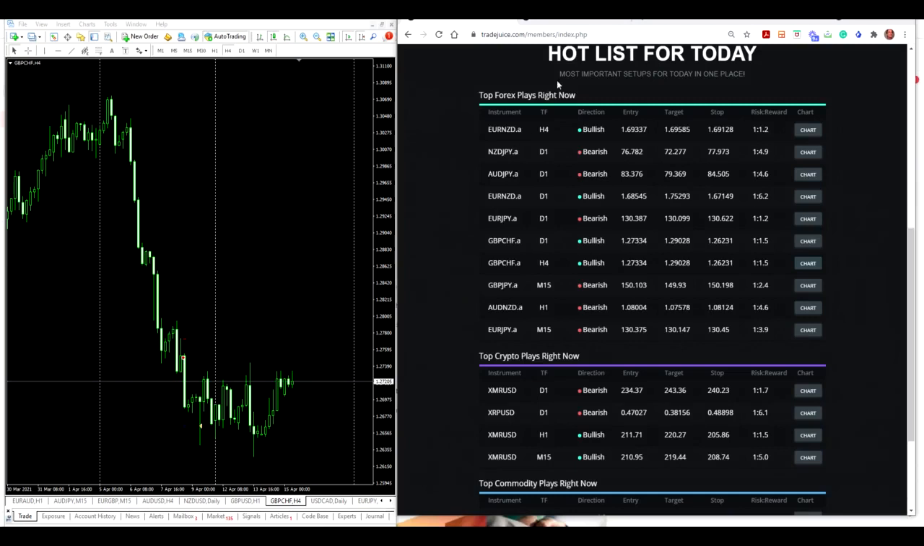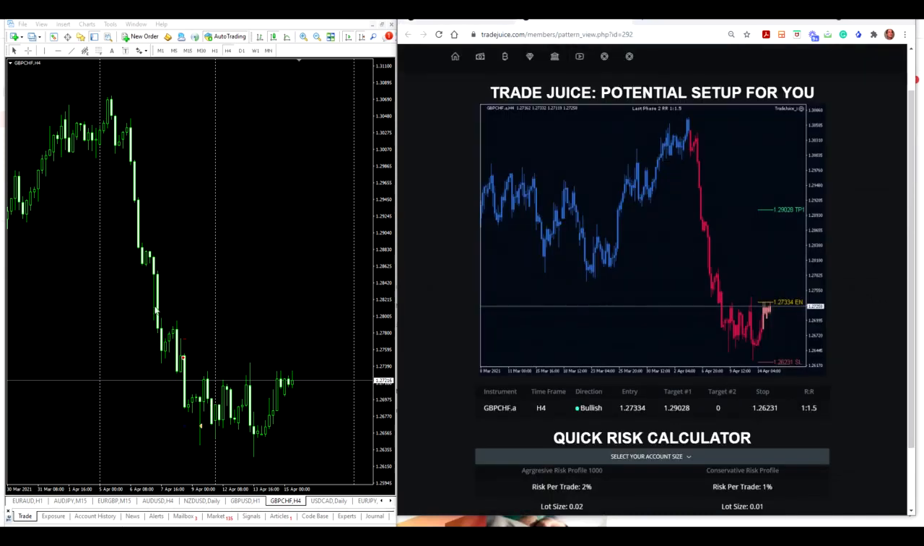Hi guys, I'm on the hot list today for Tradeology, and one of the many trades here that I'm looking at trading is the pound CHF 4-hour chart. There it is displayed, telling me my entry point, risk, target, stop loss, and so on. Let's see what the chart looks like. It looks identical to mine. That's where the entry point should be, the take profit target is there, and the stop loss down here.